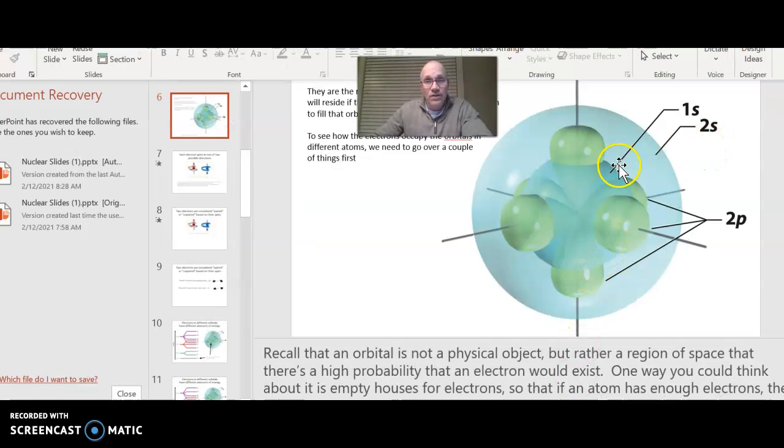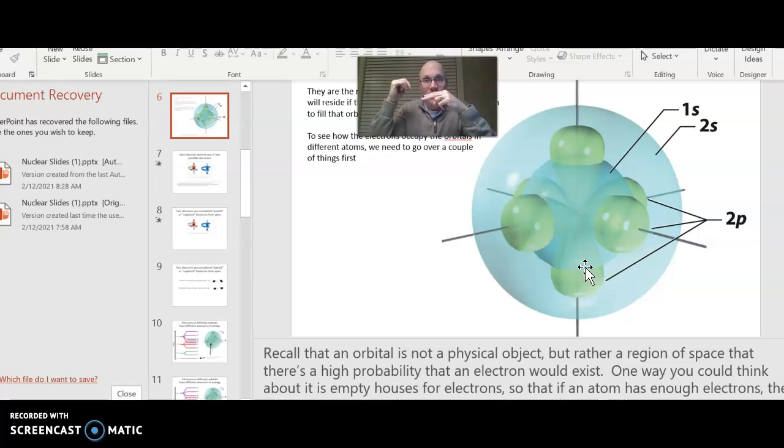Well, if you look at the second level in this, you've got 2 that could fit in the s orbital. You've got 2 that could fit in this p orbital, 2 that could fit in this p orbital, and then 2 that could fit in this p orbital. All right, so there still are 8 electrons that could fit in that second level. It's just that the second level is split into sublevels.